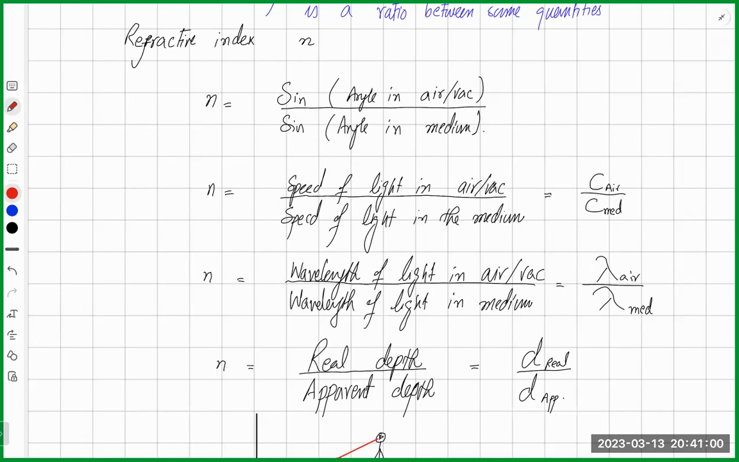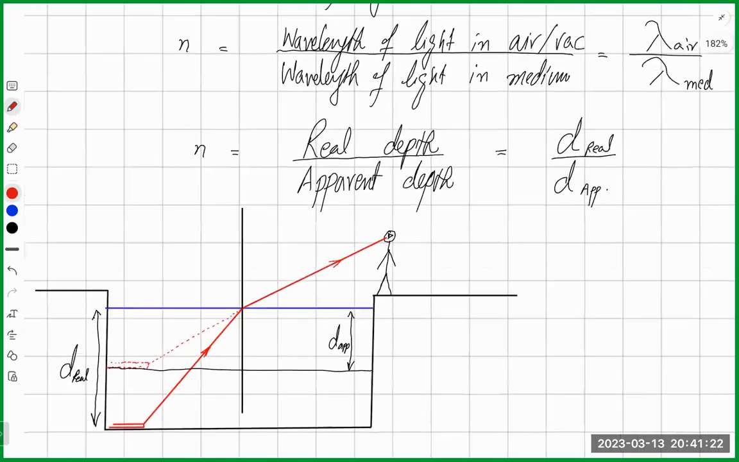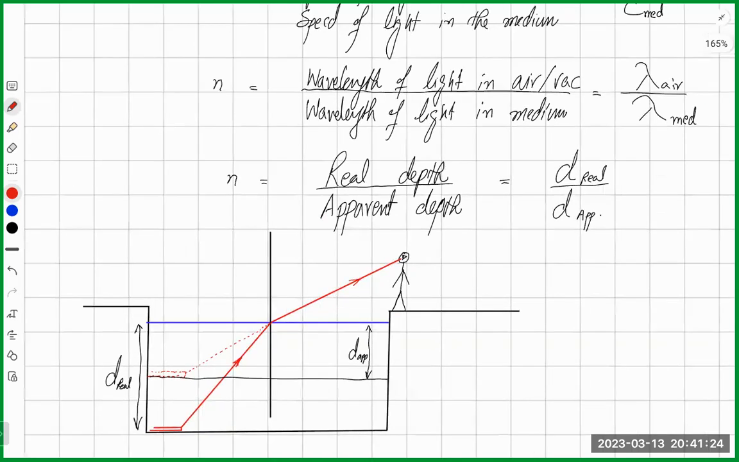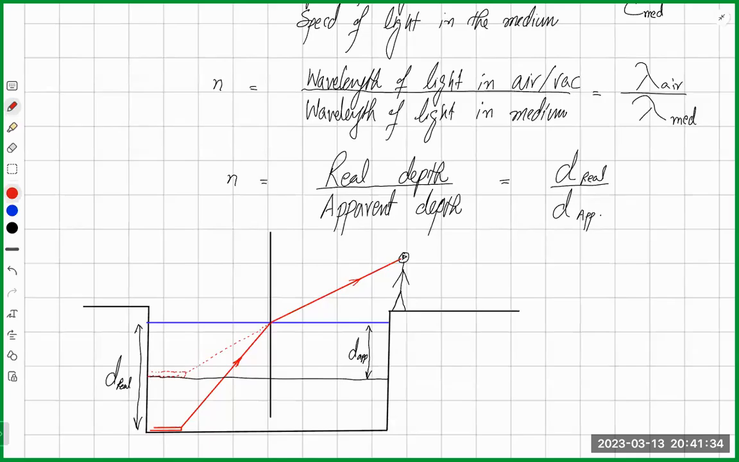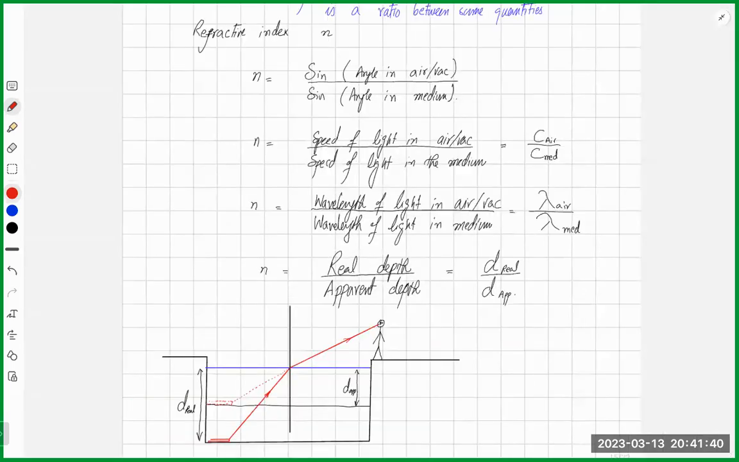So that also allows you to put them equal to one another. For example, I can do sine I over sine R equals real depth over apparent depth, because they all are refractive indexes. So I can put them equal to one another. Okay, I think that the rest of the things are easy over here. Note down these formulas because they are important.